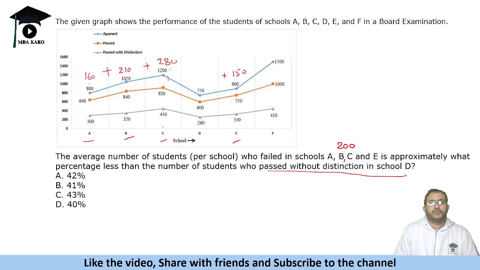Okay, is what percentage less than passed without distinction in school D? Passed without distinction is 340. Okay, so what percent less? So 140 by 340. That would be the answer. So 14 by 34, that is 7 by 17.